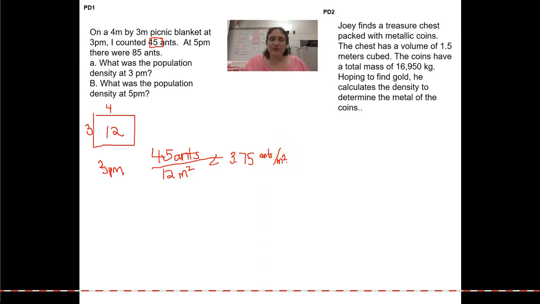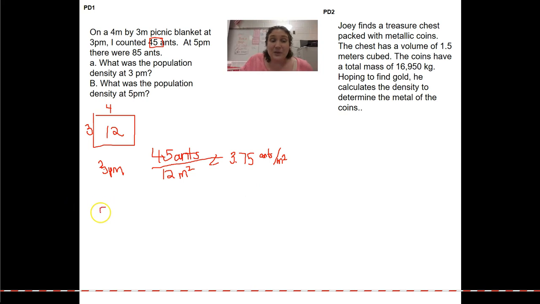And we simplify for a number of reasons. One, once we just know how much it is per 1 square meter, it's easier to compare, like you're going to see when we look at 5 o'clock. The other thing is that most people don't want to do math in their head. So if you say, yeah, there were 45 ants per 12 square meters, they're going to be like, what does that mean? But saying there were 3 ants per meter of my blanket makes more sense.